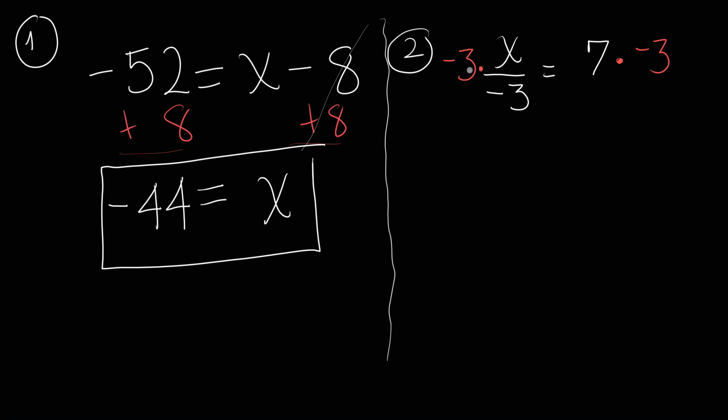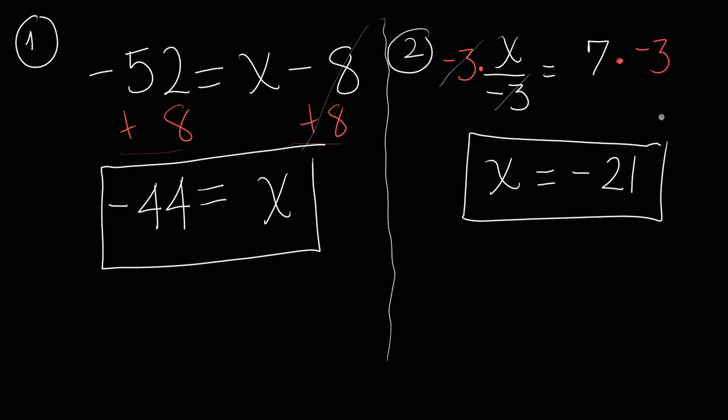Look what's going to happen right now. This negative 3 and this negative 3 are going to be gone. That was the purpose of multiplying by negative 3. So x is by itself as desired. So 7 times negative 3 is going to be negative 21. So that should be your answer. Let's keep going and do problem number 3.